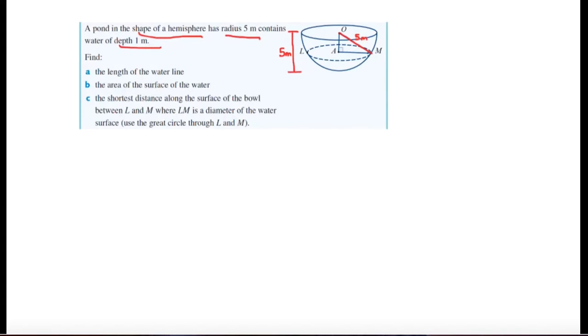Now currently the water level is 1 meter, and so that means the distance from O to A will be 5 meters minus the 1 meter, or 4 meters. Part A asks for the length of the water line, and that's the length around the surface of the water, and I've drawn a circle to represent that water line. There is a point L on one side and point M on the other side, and point A is right in the centre.